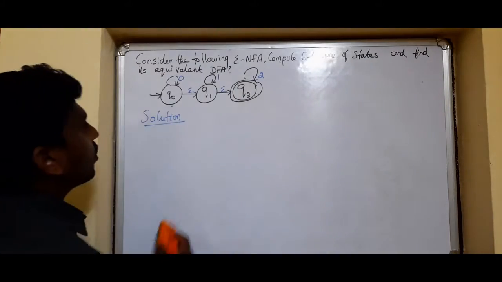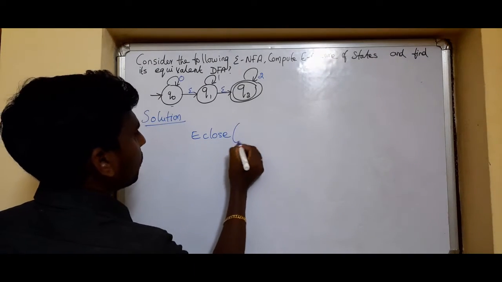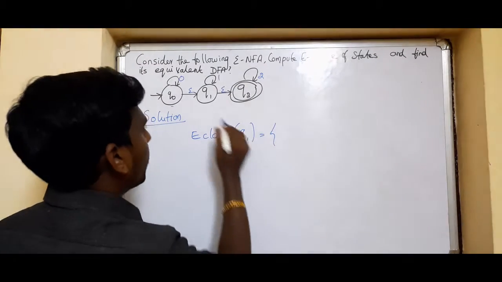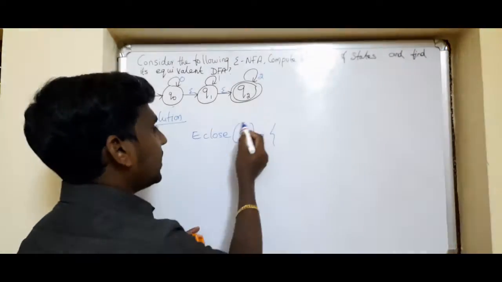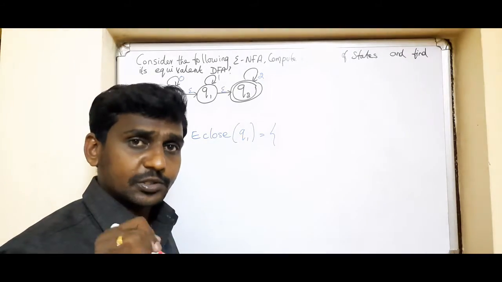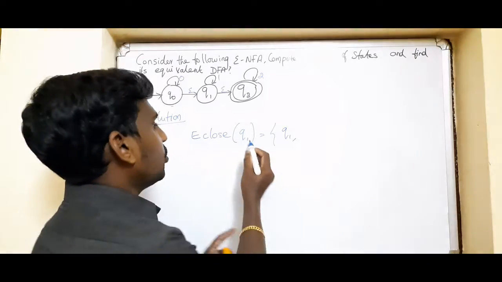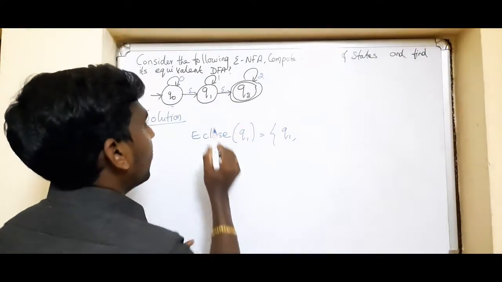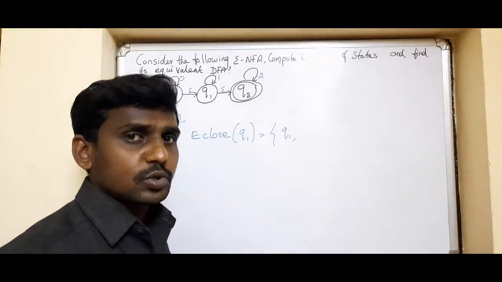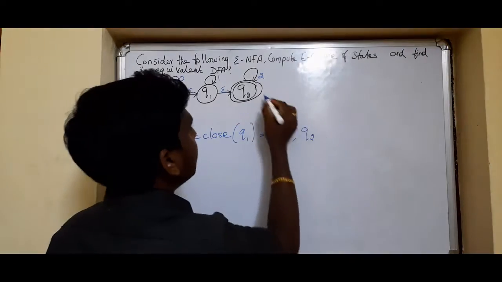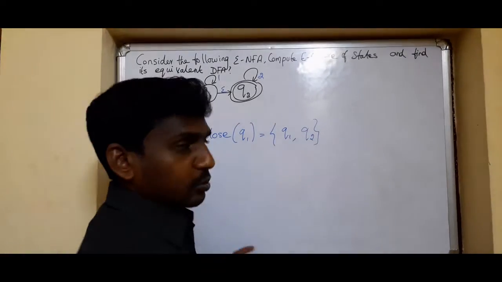If I ask you to find E-closure of Q1, what will I do? For this state, remember, whichever state I am finding E-closure of, that state should be there. So I write Q1 first. From Q1, I check the transition diagram where epsilon moves go. From Q1, the epsilon moves go to Q2. Then there are no further epsilon moves. So the E-closure of Q1 is Q1, Q2.